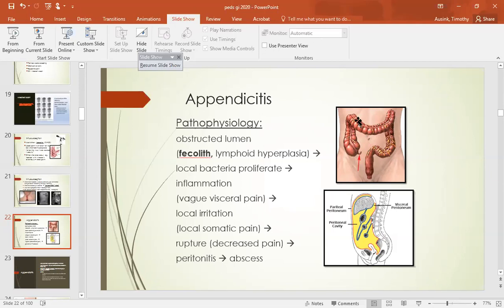Now, a lot of people say that the appendix doesn't do anything. I disagree. The appendix houses bacteria, and when we wipe out all our normal flora, it can migrate back and re-inhabit the bowel. But they won't find that out for 20 years. All right. So if it ruptures, they're really in trouble.